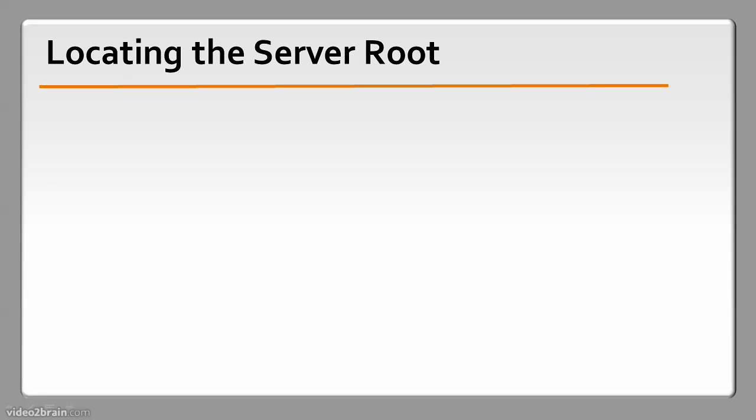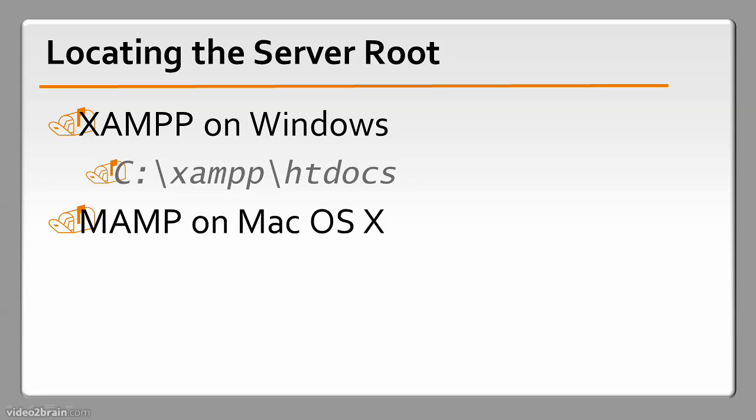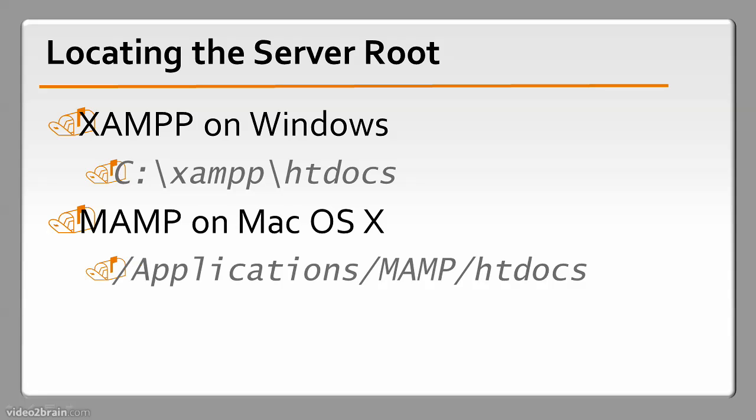First of all, you need to locate your server root. This is where all PHP files need to be stored, so they can be processed by the web server. If you installed XAMPP in the default location on Windows, the server root is located at C:\xampp\htdocs. In MAMP on Mac OS X, it's at Applications/MAMP/htdocs.